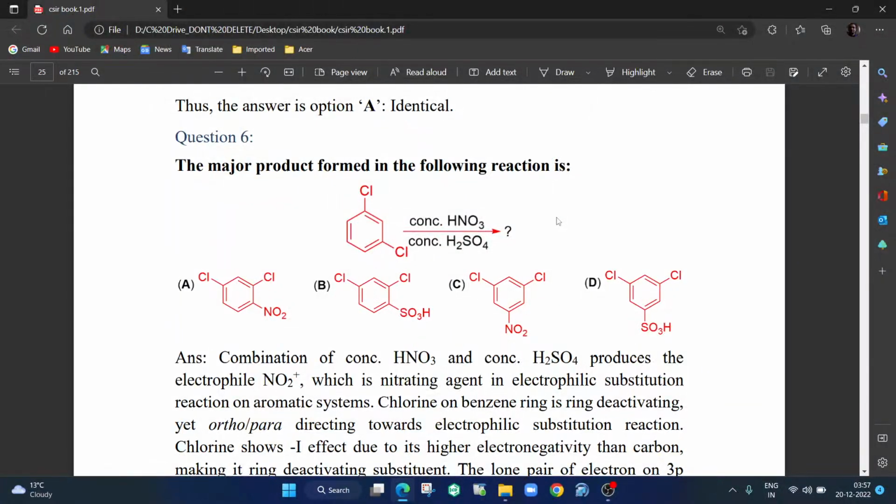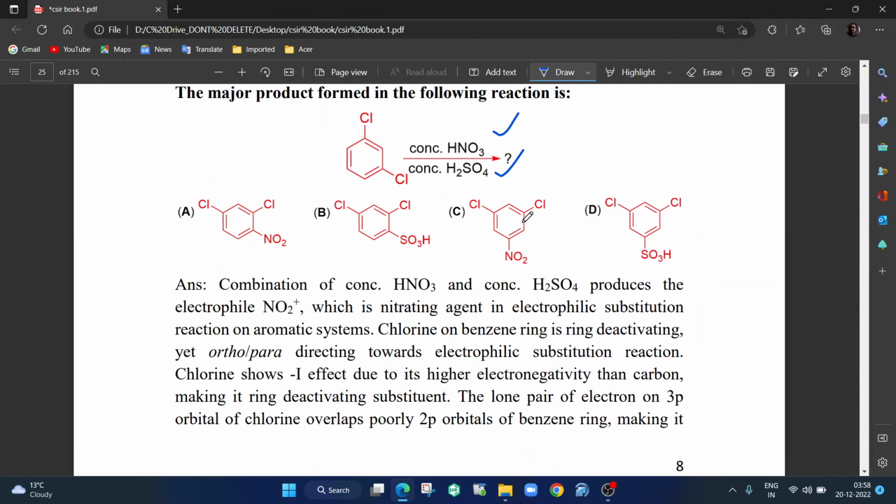Hello everyone, let us start solving question number 6 to question number 10, organic chemistry questions from the June 2021 CSIR-NET question paper. The first question says: the major product formed in the following reaction is. You have 1,3-dichlorobenzene, and you are reacting it with HNO3 and H2SO4.